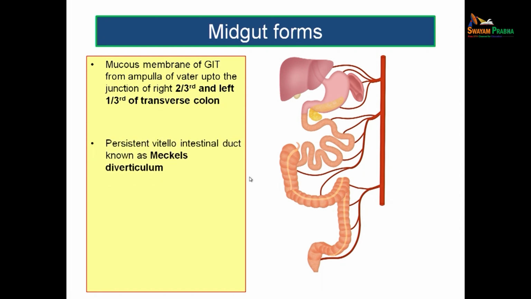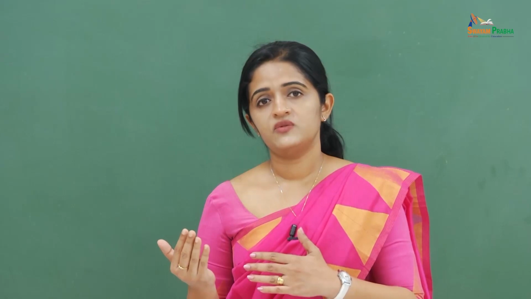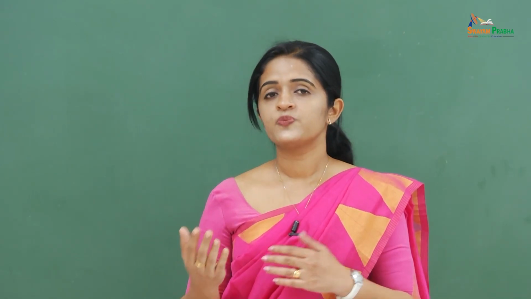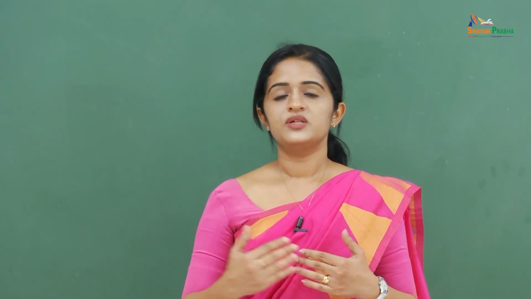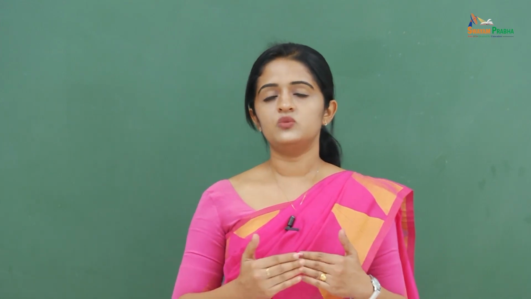And sometimes the vitellointestinal duct, we have already mentioned, is the duct which communicates between the primitive gut, incorporated into the embryo, and the umbilical vesicle which was lying outside. In course of time, this vitellointestinal duct will just disappear. Sometimes this will persist, and that is known as Meckel's diverticulum. So, Meckel's diverticulum is a persistent vitellointestinal duct.